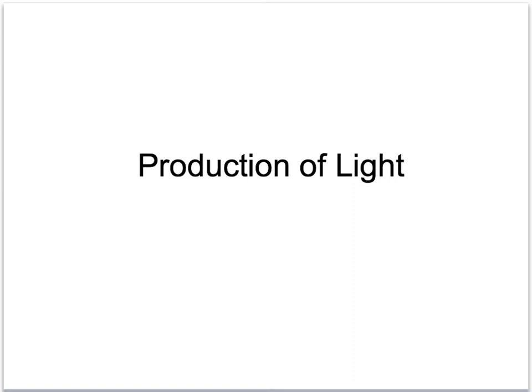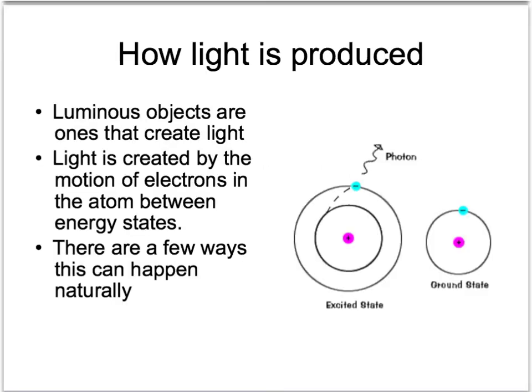Hey, welcome to Optics Lesson number 2, Production of Light. This is looking at where light actually comes from and how we make it. Now, you'll remember, a luminous object is one that actually can create light.